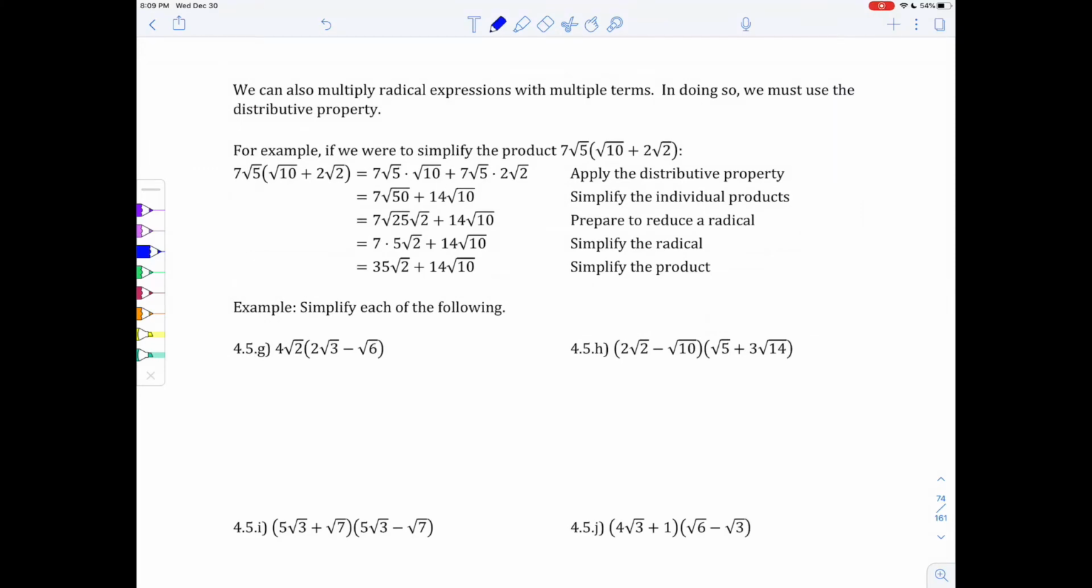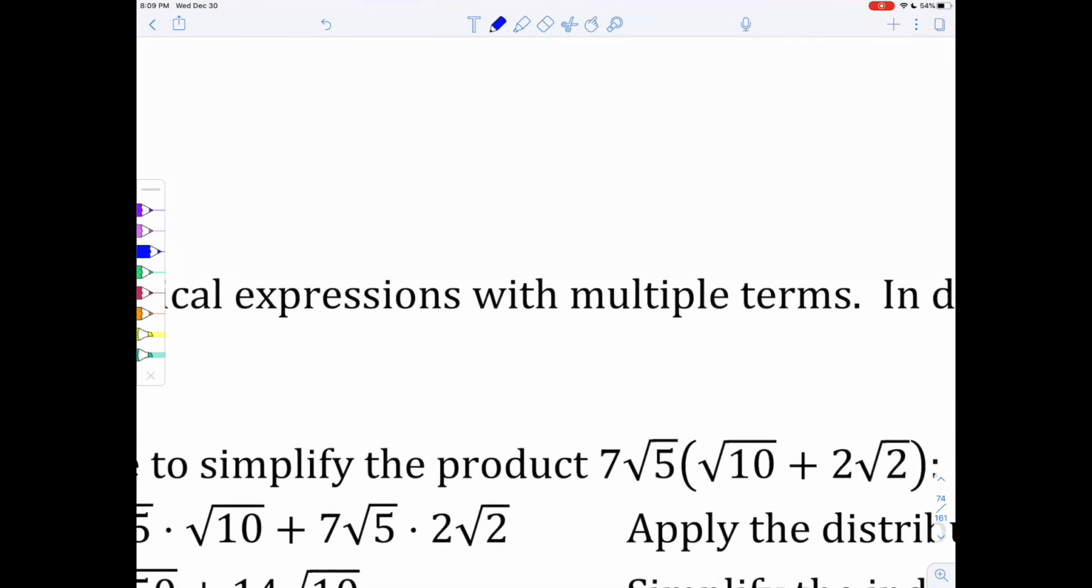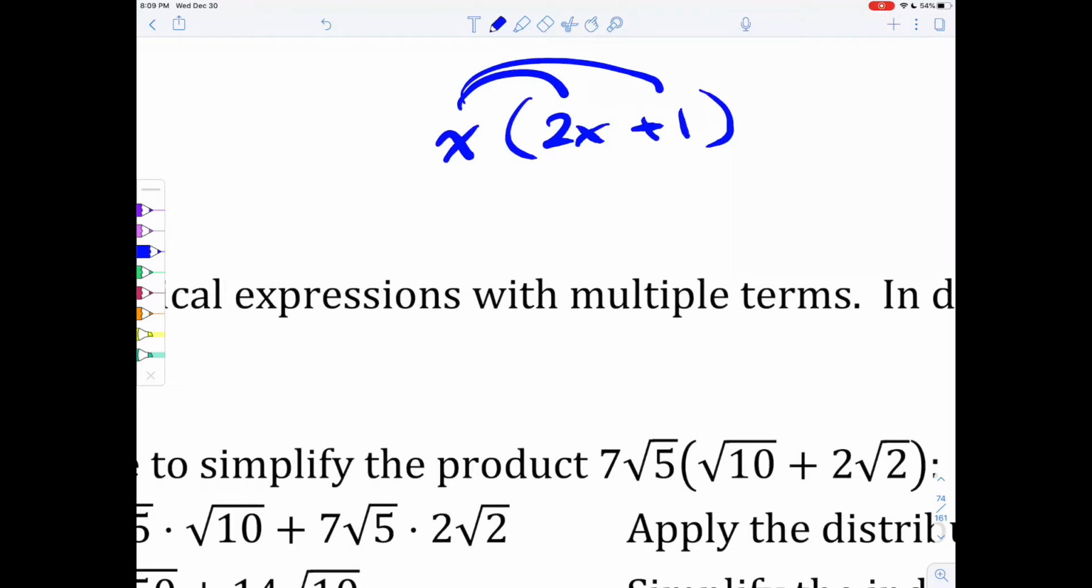We can also multiply radical expressions that have multiple terms. And we're going to be using the distributive property, just as when we had something like x times 2x plus 1, we would have to distribute that x to both terms.